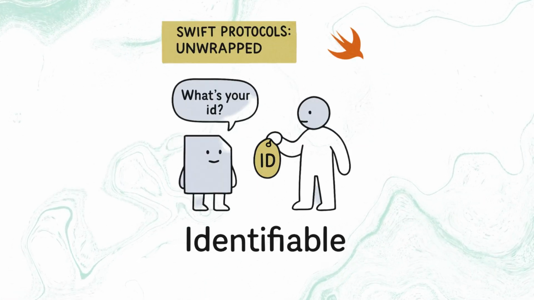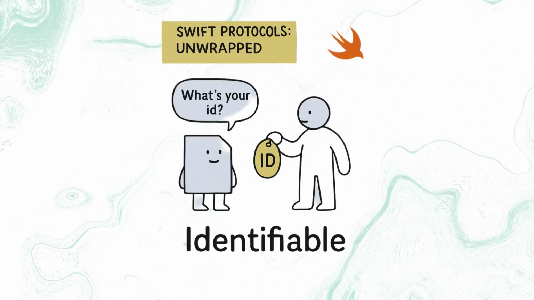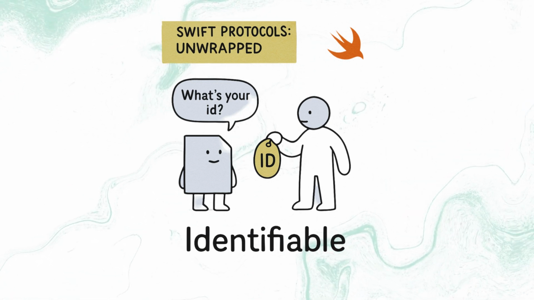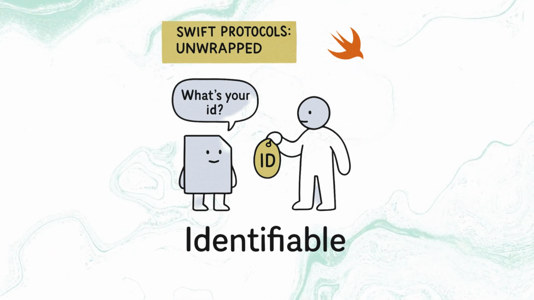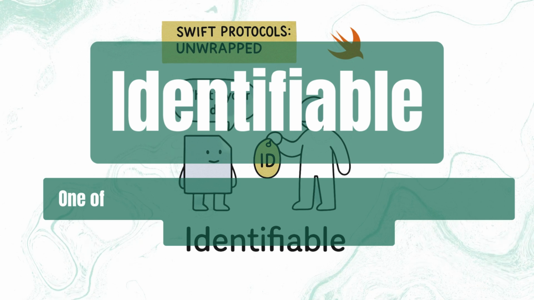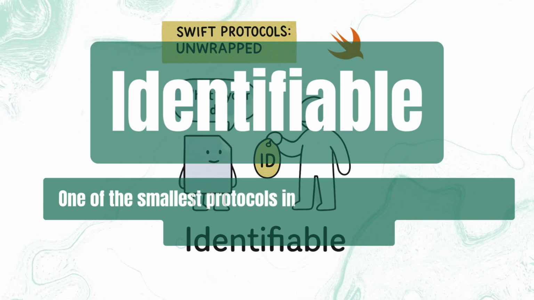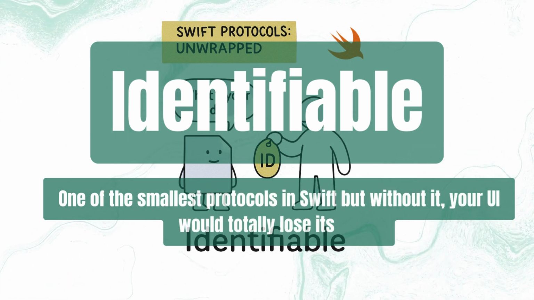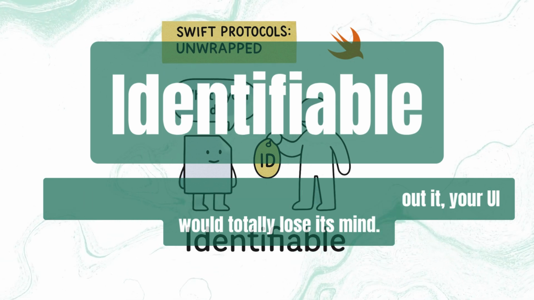Hello, Swift developers. Ever noticed how SwiftUI just seems to know how to loop over your data in a list without you telling it how to tell items apart? Yeah, that's Identifiable doing its thing quietly, confidently, behind the scenes. It's one of the smallest protocols in Swift, but without it, your UI would totally lose its mind.